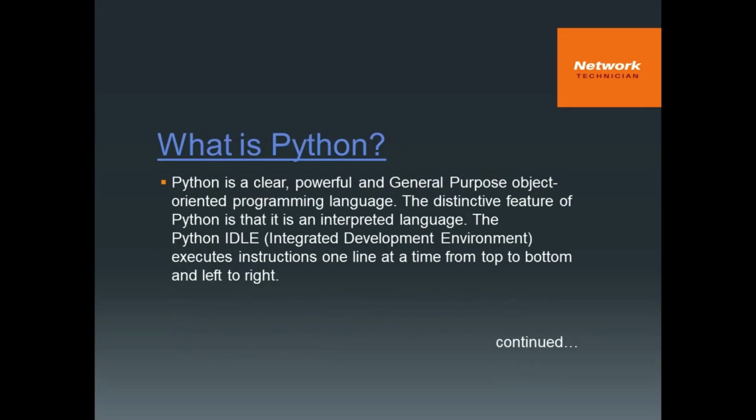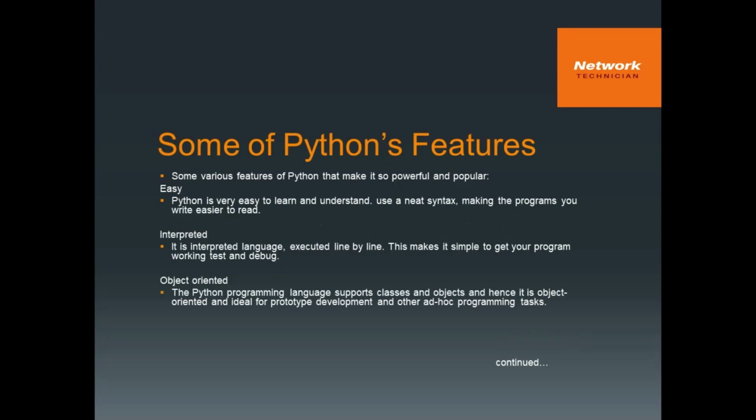What is Python? Python is a clear, powerful, and general-purpose object-oriented programming language. The distinctive feature of Python is that it is an interpreted language. The Python IDLE, integrated development environment, executes instructions one line at a time from top to bottom and left to right.